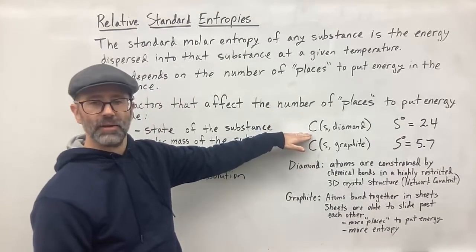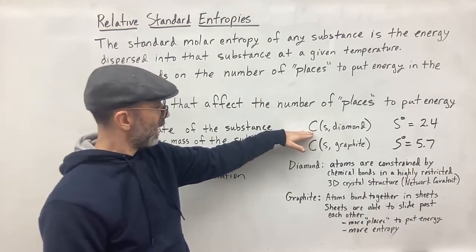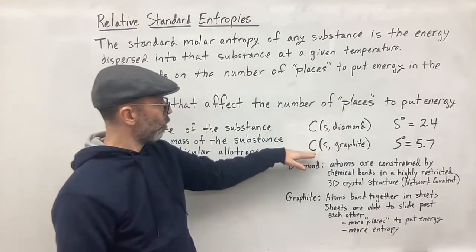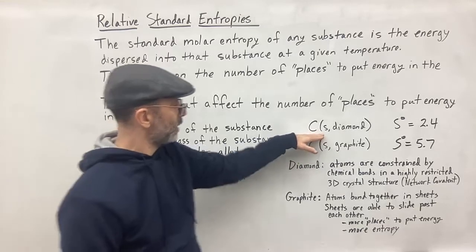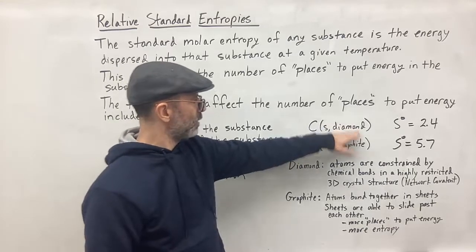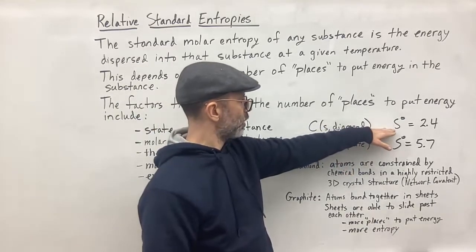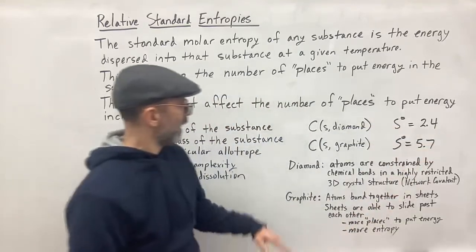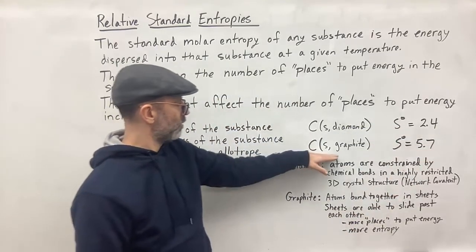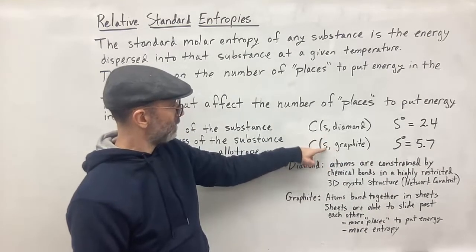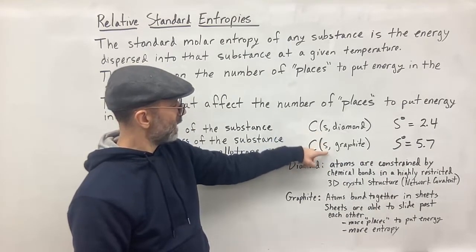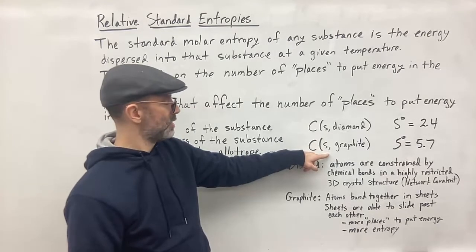So here we have carbon. Carbon can either be in its diamond form or in its graphite form. Both of these are pure carbon, solid, and diamond has a molar entropy of 2.4. And here you can see graphite, carbon in the form of graphite, which is solid. Again, we have the same state. So that's important, again, because state matters.